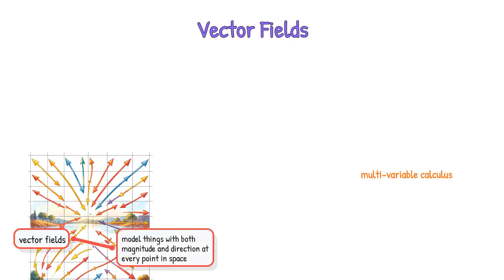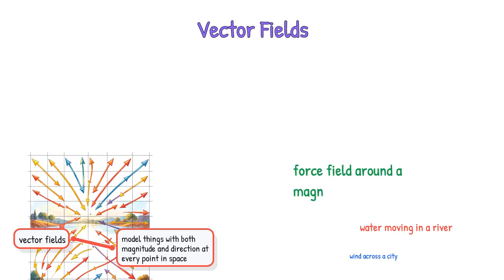Fourth is vector fields. This is one of the coolest ideas in multivariable calculus because it lets you model things that have both magnitude and direction at every point in space. Think wind across a city, or water moving in a river, or the force field around a magnet. A vector field describes what is happening at each point, not just how much of something exists there.